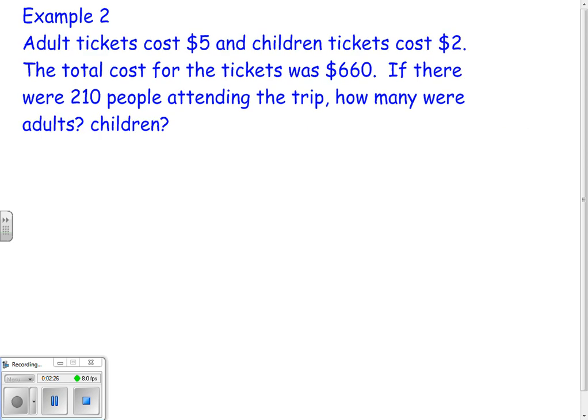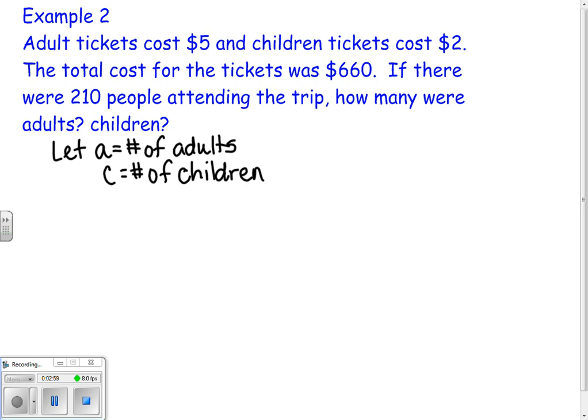Number 2, adult tickets cost $5 and children tickets cost $2. The total cost for the tickets is $660. If there were 210 people attending the trip, how many were adults? How many were children? If you're confused as to what the variable is, take a look at the sentence that has the question mark. They want to know how many adults, how many children. So let's let A equal the number of adults, which means C will equal the number of children.